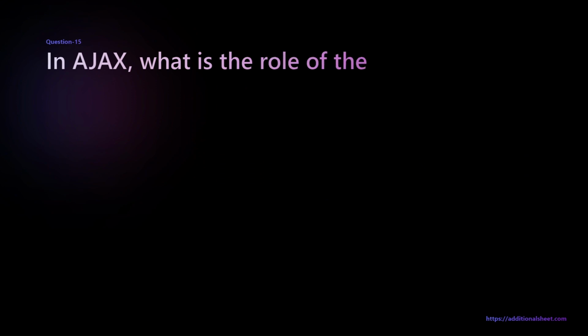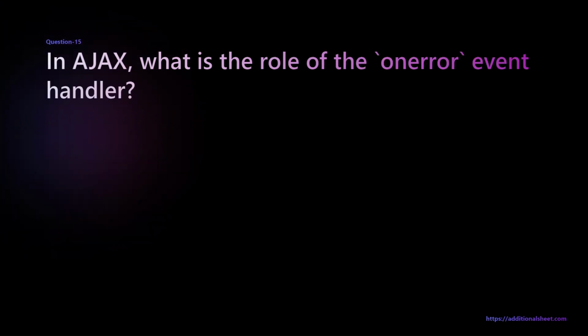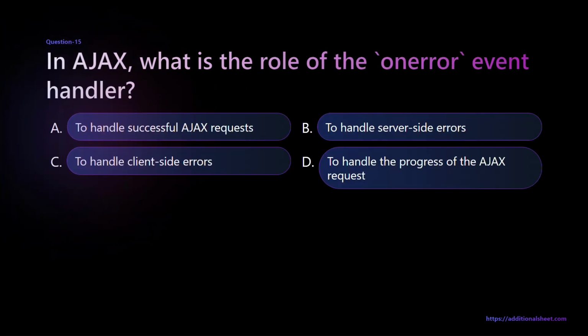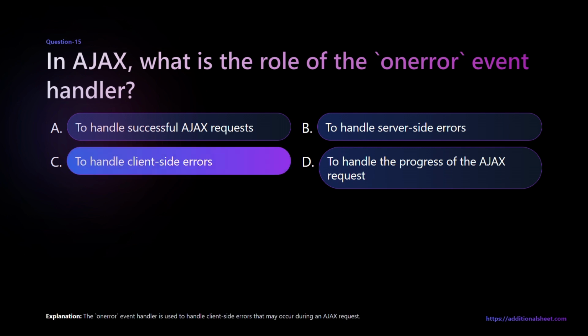In AJAX, what is the role of the on-error event handler? Option A, to handle successful AJAX requests. Option B, to handle server-side errors. Option C, to handle client-side errors. Option D, to handle the progress of the AJAX request. The correct answer is option C, to handle client-side errors.